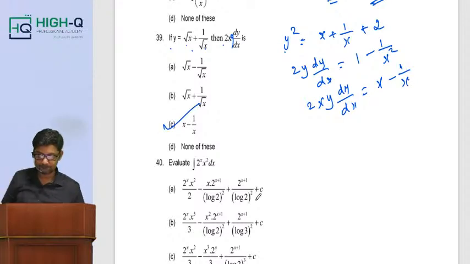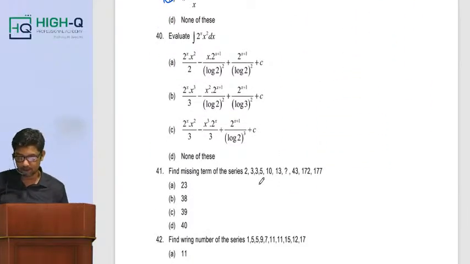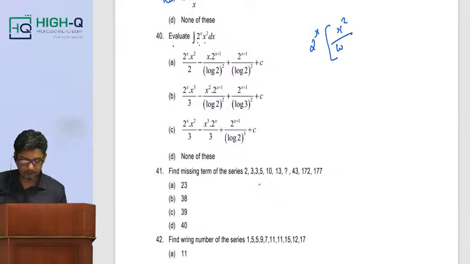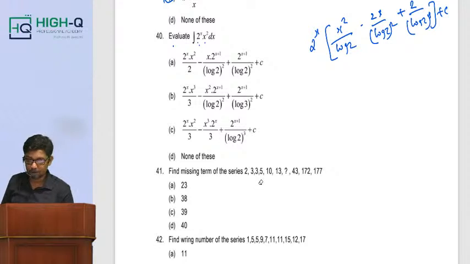Option C. I think wait, 48 sum, let me complete, after that I'll go there. Evaluate the integral of 2 power x into x square. I think you know the shortcut. Keep 2 power x as it is. Open the brackets: x square by log 2 minus 2x by log 2 the whole square, plus 2 by log 2 the whole cube, plus c. This is what our answer is. Sir, none of the options is showing, sir. Actually, there is a mistake. It should be log 2.